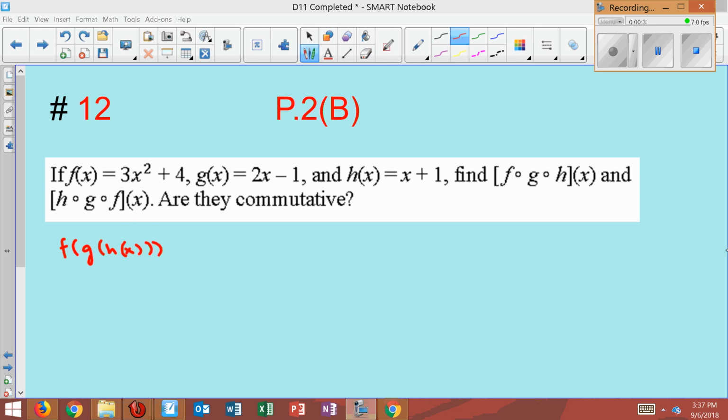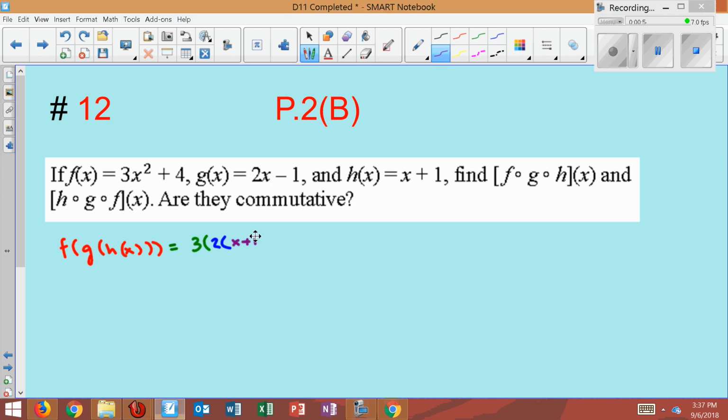So first off, I would start with the outside. F is the outside, so I'd have 3, and instead of x, I'd put g in. And at this stage, I'd replace with g, which is 2, but instead of an x here, I replace that with h, which is x plus 1. And now I continue on with g, which was minus 1 here. And then I continue on with f, which was plus 4, squared plus 4. So this is my equation.